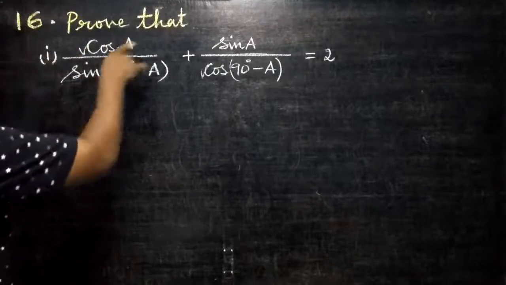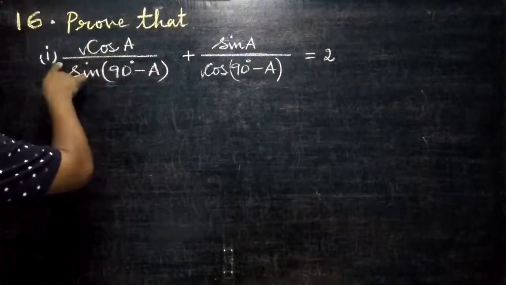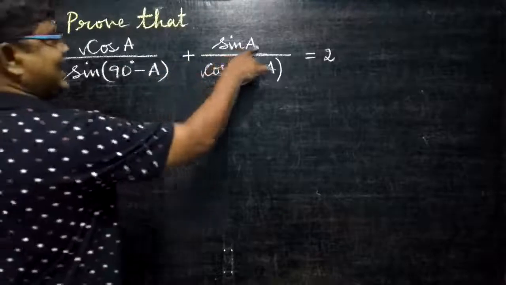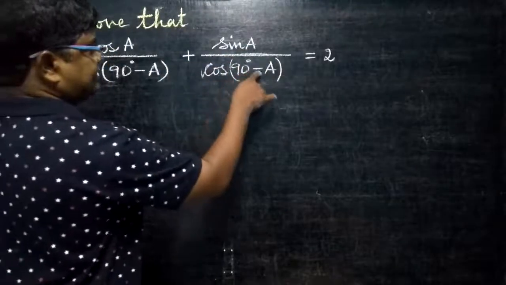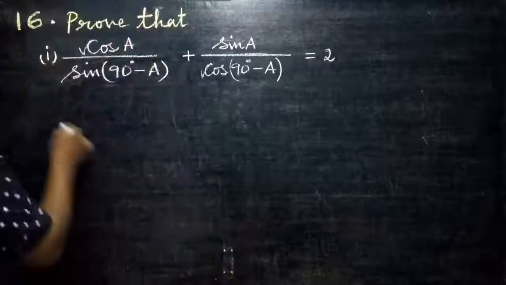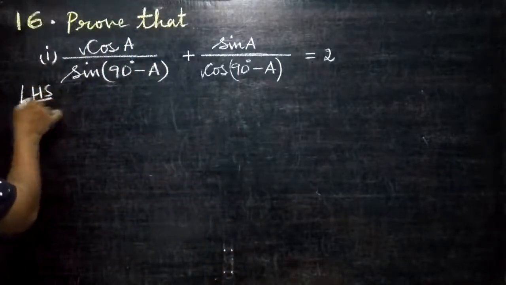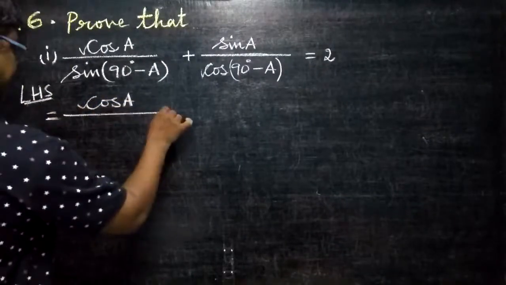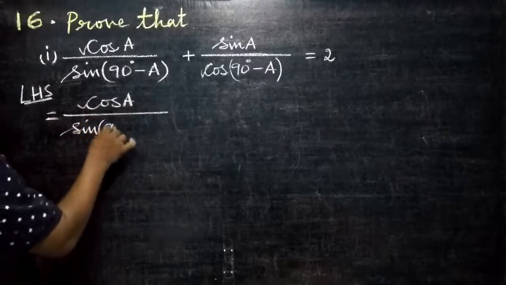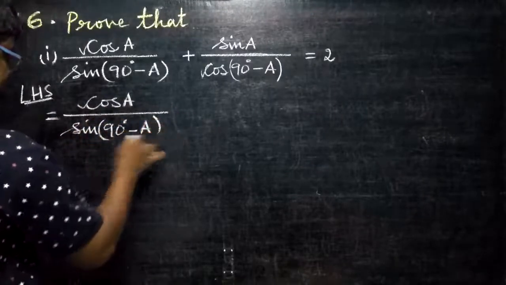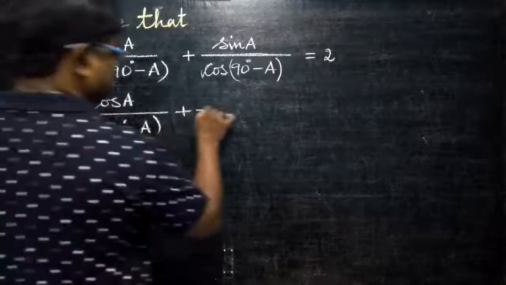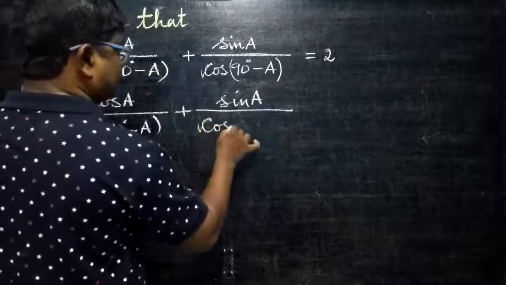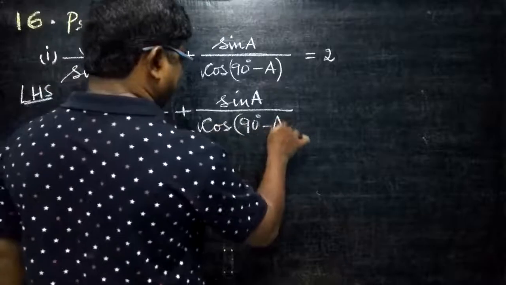Sixteenth problem. Prove that, first bit: cos A divided by sin of 90 degrees minus A, plus sin A divided by cos of 90 degrees minus A, is equal to 2. That should come. So take LHS. What is LHS? Cos A by sin of 90 degrees minus A, plus sin A divided by cos of 90 degrees minus A.